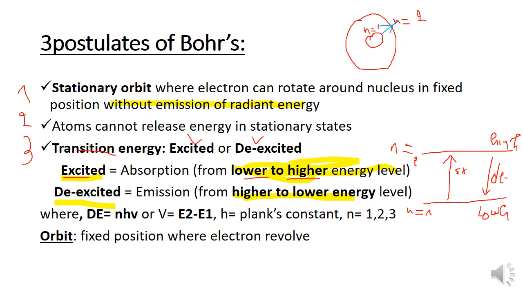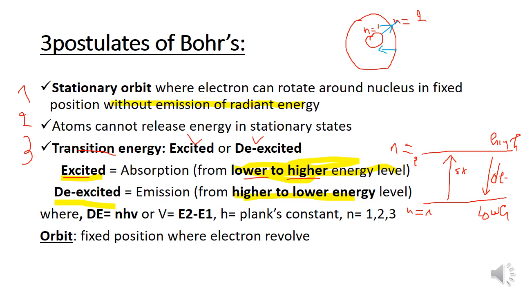When it is moved from N2 to N1, it is de-excited. This is how an electron is excited or de-excited. Here Bohr explains transition and stationary phase, and explains that an atom can't release energy in a stationary phase. This is the postulation of Bohr.